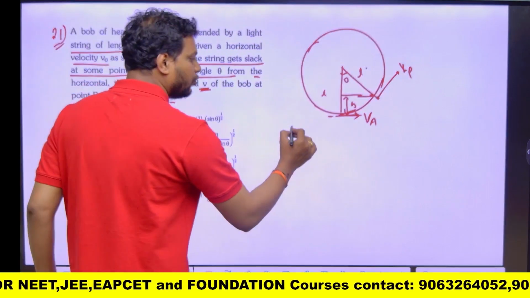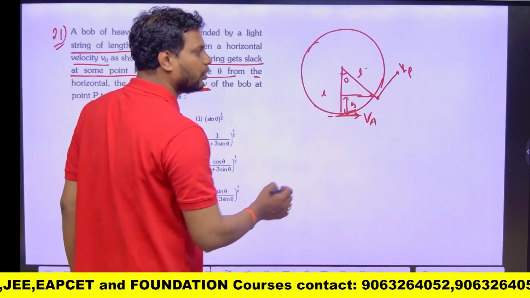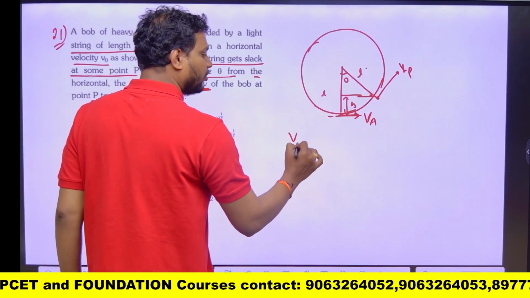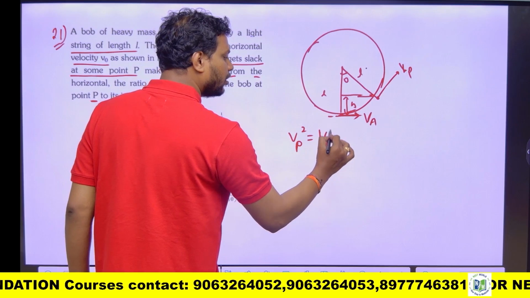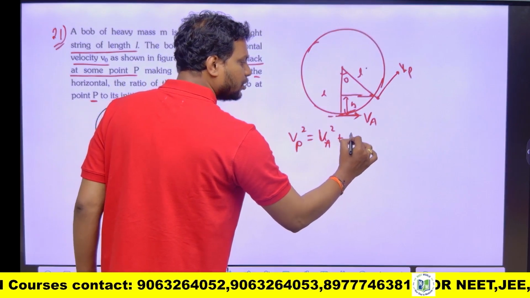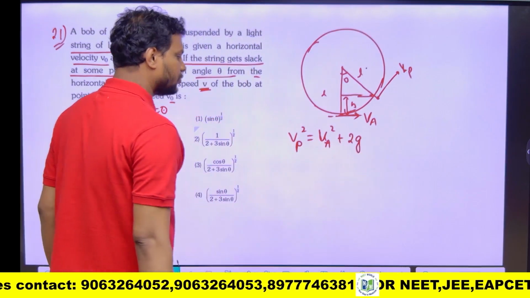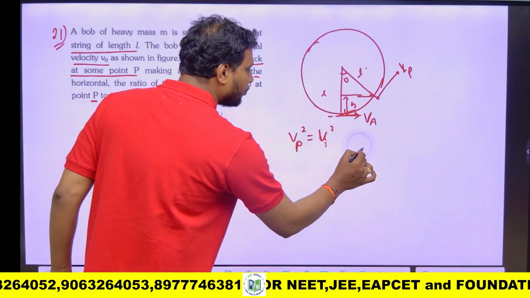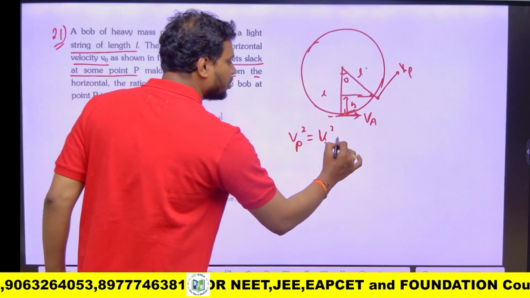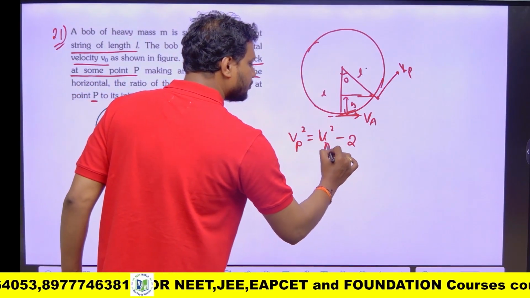Then we can use the relation V squared minus U squared equal to 2as. The final velocity is VP squared, which is equal to the initial velocity VA squared plus 2gh. Sorry, it is going up, so minus 2gh. It is going up, right? So a becomes minus g, giving minus 2gh.